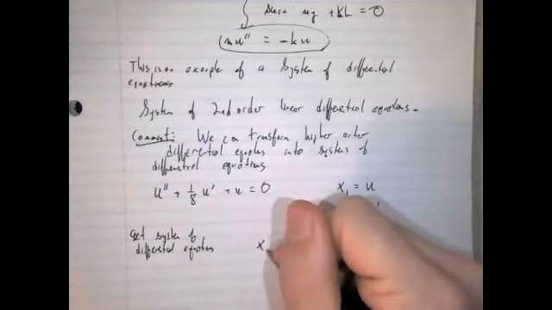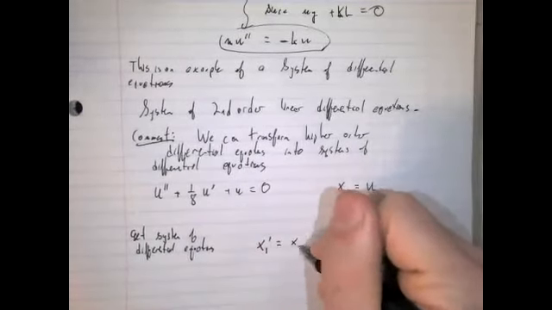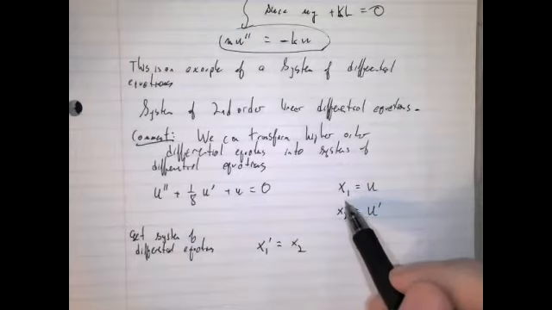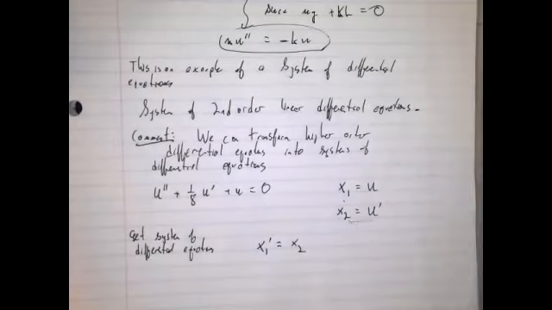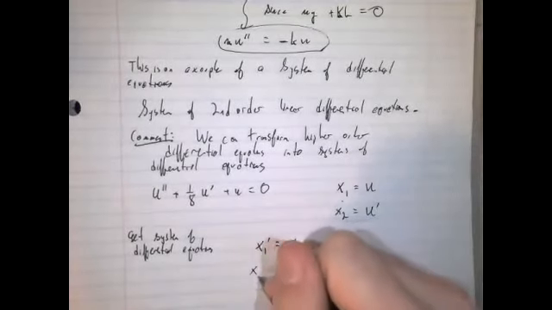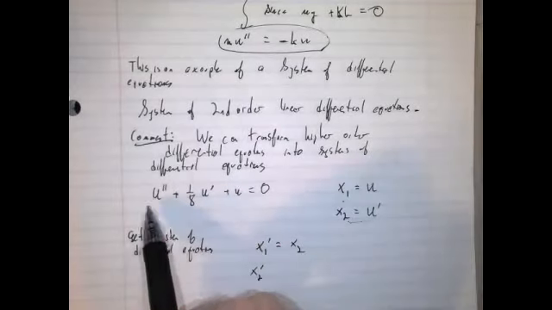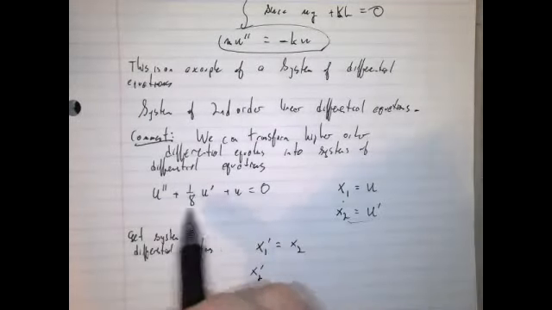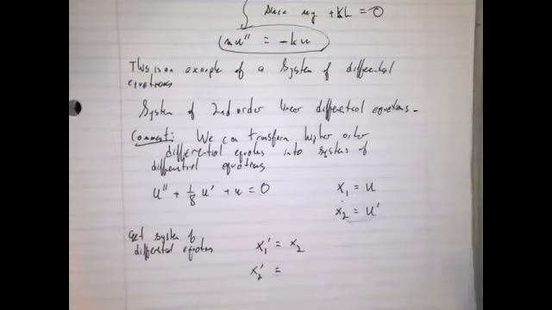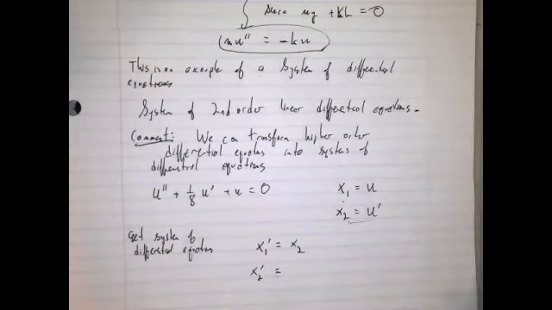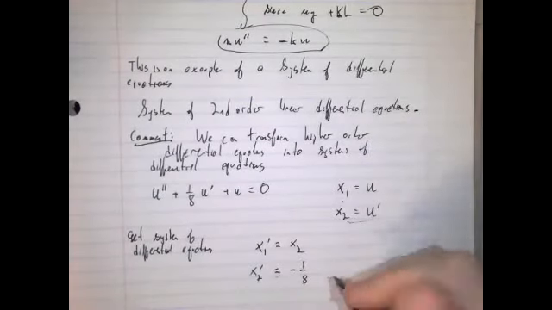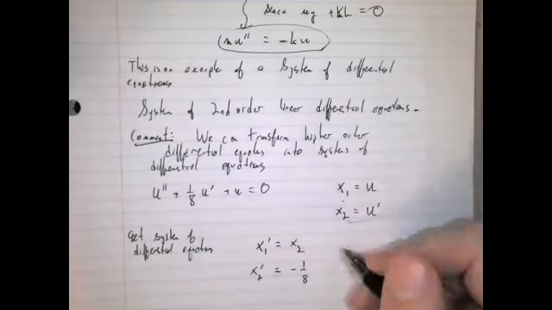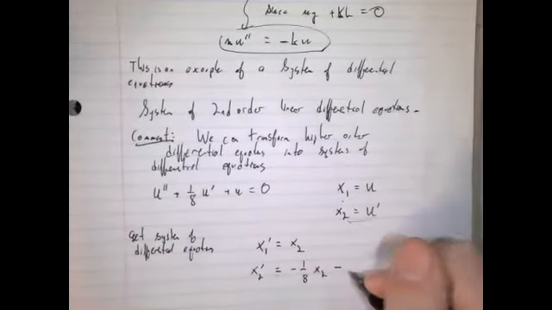I get x1 prime is equal to x2. This is just reflecting the fact that the derivative of my first variable is equal to my second variable. That's how I set it up. And then x2 prime, which is, as we know, equal to u double prime, what is that equal to according to this differential equation? Would that be 1/8 x2 plus x1? We'll pick up negatives, but essentially, yes. It'll be negative 1/8 times x2 minus x1.